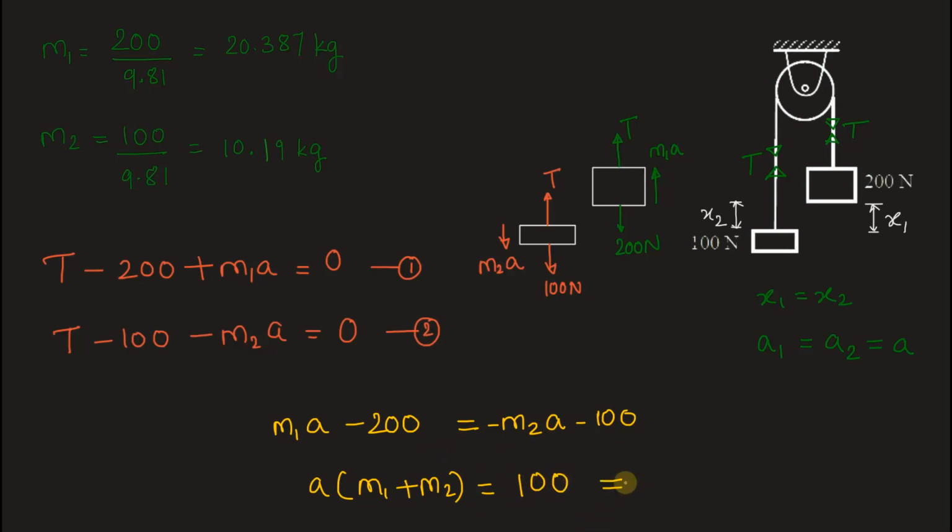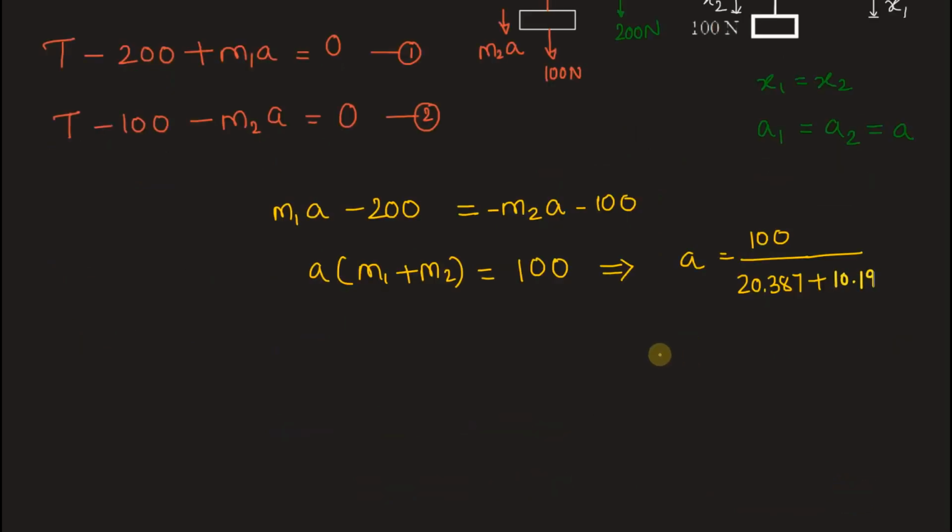From here we can calculate acceleration A to be 100 upon M1 plus M2, where M1 is 20.387 and M2 is 10.19. Let's just substitute these. We have 20.387 plus 10.19. A is computed to be 3.27 meter per second square. Now using this A value, we can use equation 2. Substitute A, M2 is already calculated. We can find out the unknown, tension in the string T.